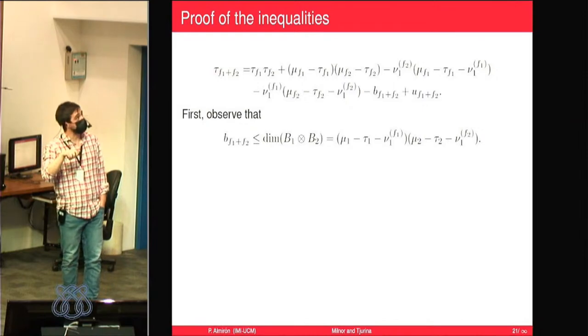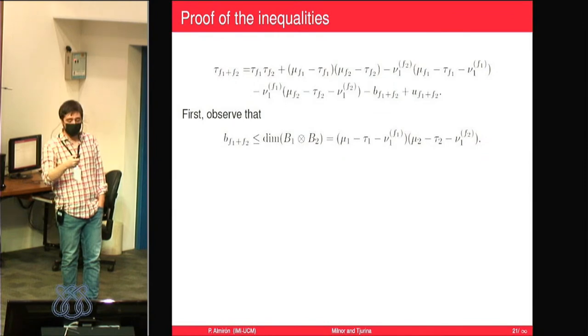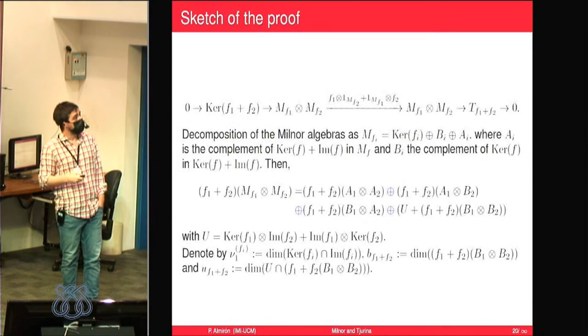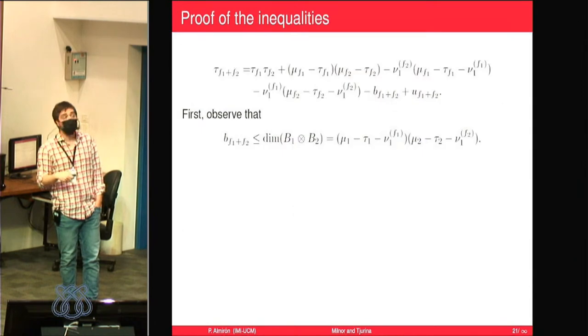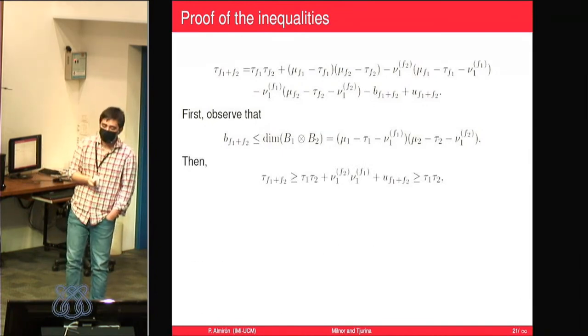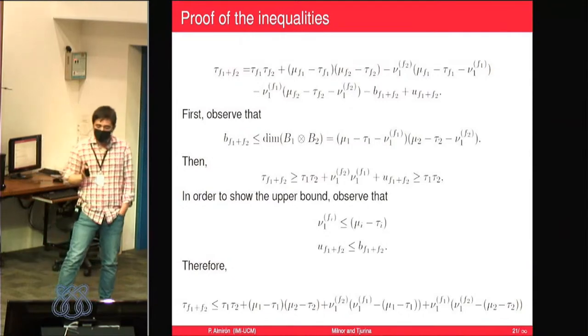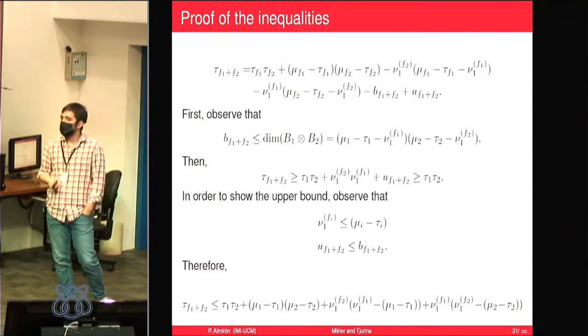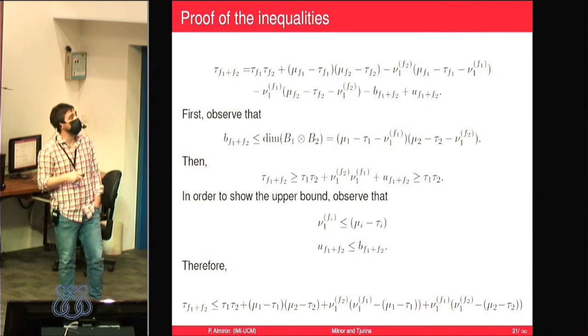The formula is nice, and then we have that this number can be bounded by this thing. This is easy to see, just because observe that this is the dimension of this thing. So it's easy to prove that you have this inequality. And from this inequality, you can prove the lower bound. The lower bound is more or less easy. And the upper bound is a little bit tricky, but essentially, again, you are doing intersections, and then you can prove this thing. And then you arrive at some inequality like this.